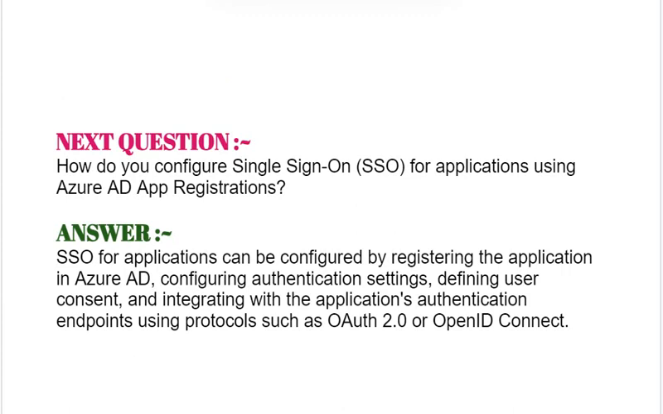Our next interview question is: how do you configure single sign-on (SSO) for applications using Azure AD app registrations? Your answer should be: SSO for applications can be configured by registering the application in Azure AD, configuring authentication settings, defining user consent, and integrating with the application's authentication endpoints using protocols such as OAuth 2.0 or OpenID Connect.